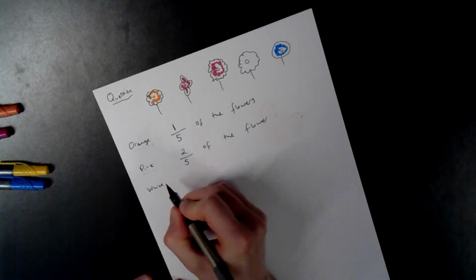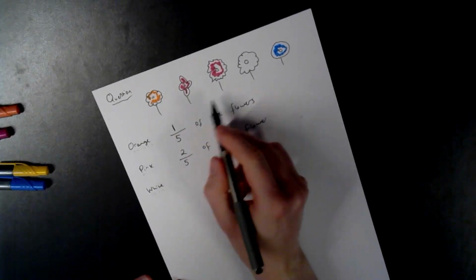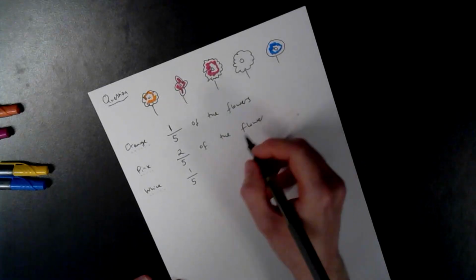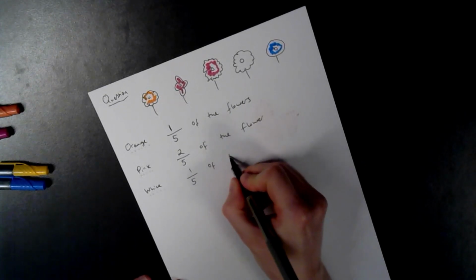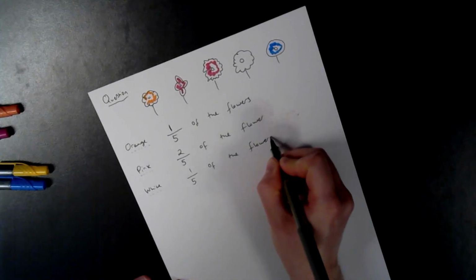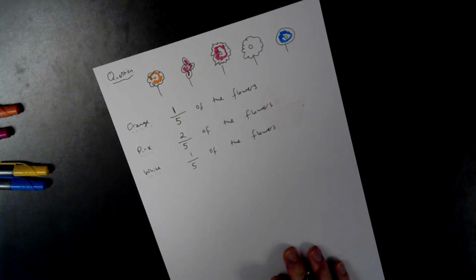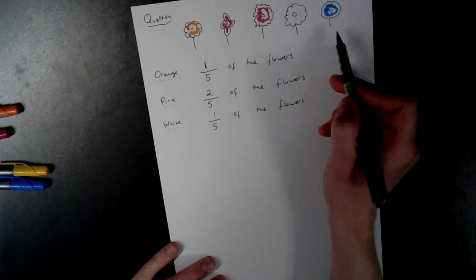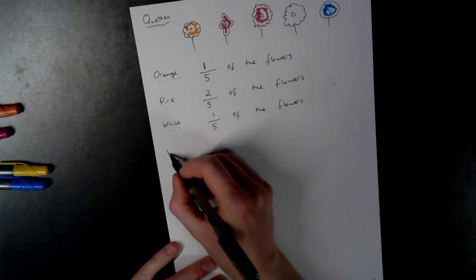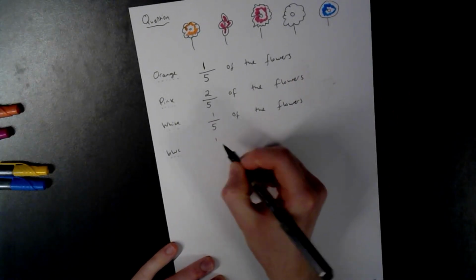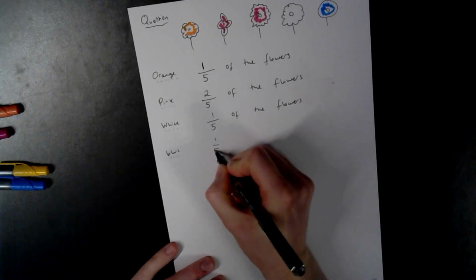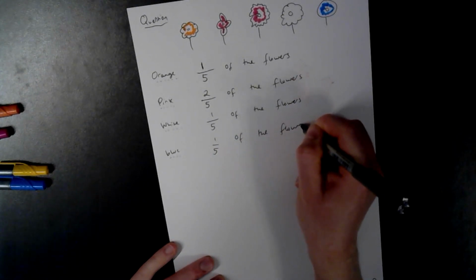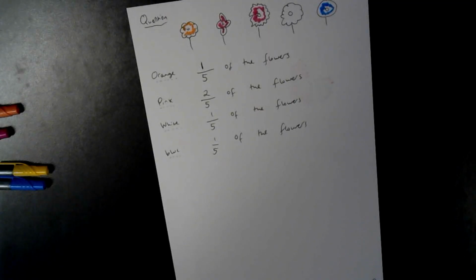For white, there's 1 white flower and there's 5 flowers in total. So we've got 1 out of 5 of the flowers are white. And then looking over here, there's 1 blue flower. So for blue, there's 1 blue flower and there's 5 flowers in total. So 1 out of 5 of the flowers are blue. Okay.